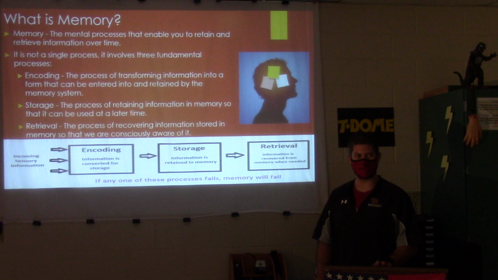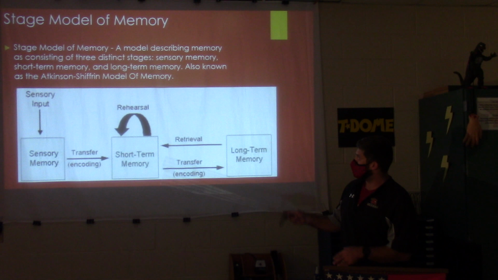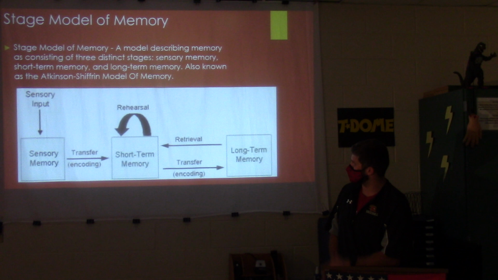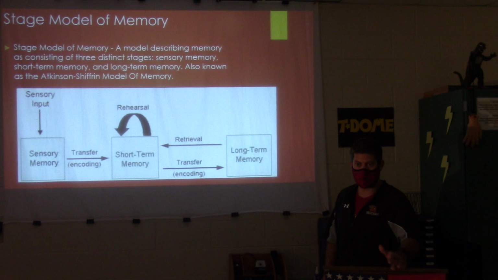All right, so the stage model of memory. This is also called the Atkinson-Shiffrin model of memory, so you might see it like that as well. It is a model describing memory as consisting of three distinct stages: sensory memory, which comes in through the senses; short-term memory, which we can hold for a very short period of time; and then long-term memory, which happens to be limitless amounts of information.